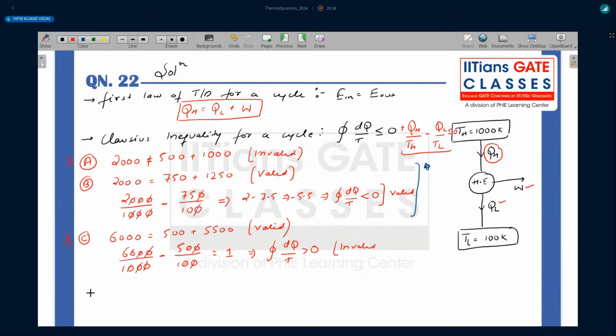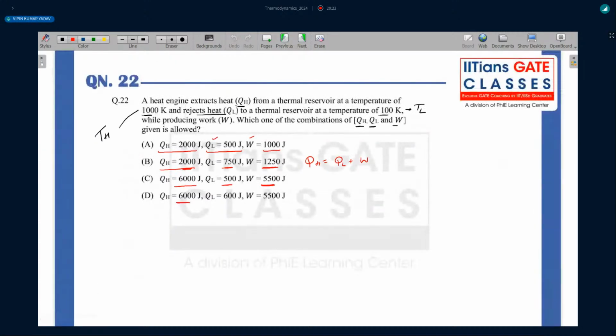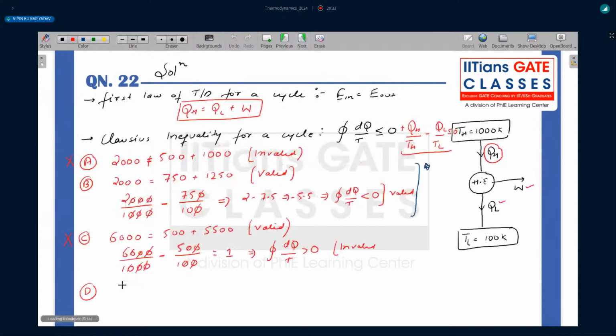Now let us see option D. 6000 is equal to 600 plus 5500. Is it valid? No, it is not valid, of course. It is invalid. The only option in which both conditions, first law and second law, are satisfied is option B. And therefore, my correct answer is B.